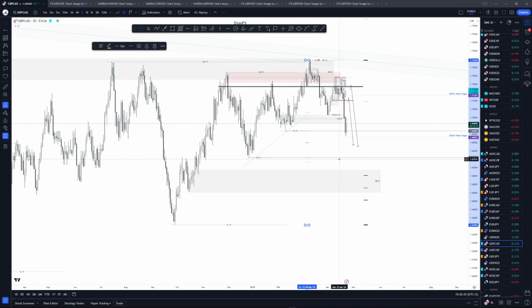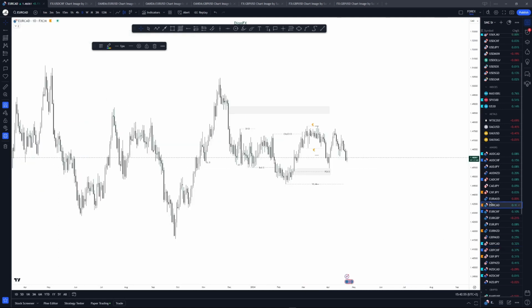Out of all of the minors, I really like this one a lot, not gonna lie. So keep an eye on this one. It's kind of similar to EUR/CAD, but EUR/CAD is lagging. It's not really moving as fast as GBP/CAD, but it's the same kind of idea.